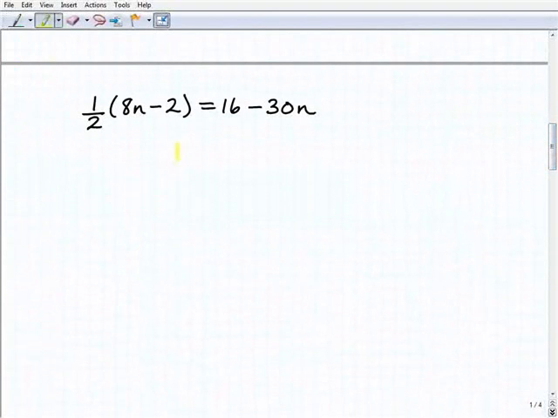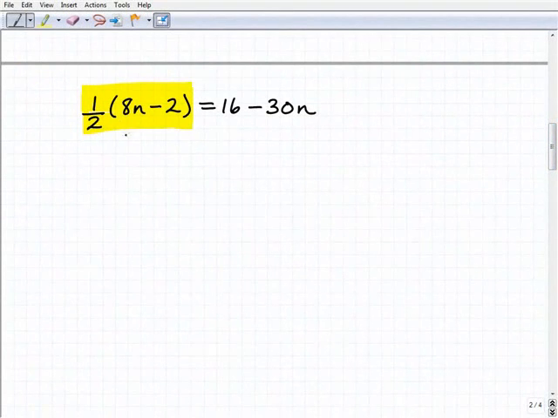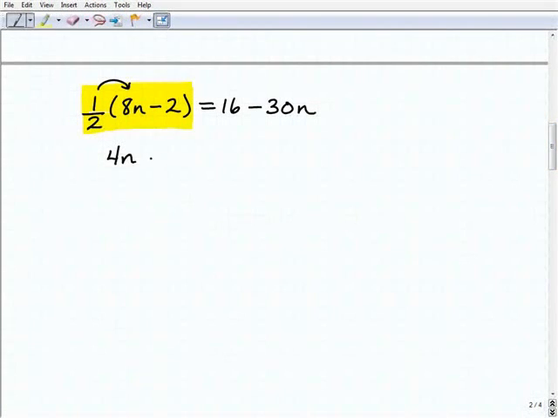The first step is the distributive property situation if we have it, and of course we have it right here because we have those parentheses surrounding a sum or difference. So I'm going to go ahead and distribute this 1/2 to this 8n, and 1/2 times 8n is going to be 4n, minus 1/2 times 2, and that's going to be 1.